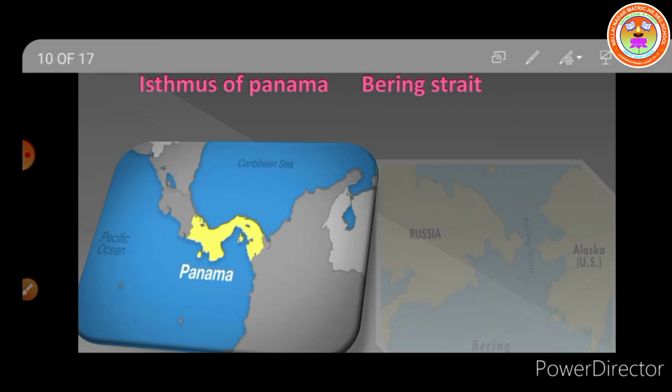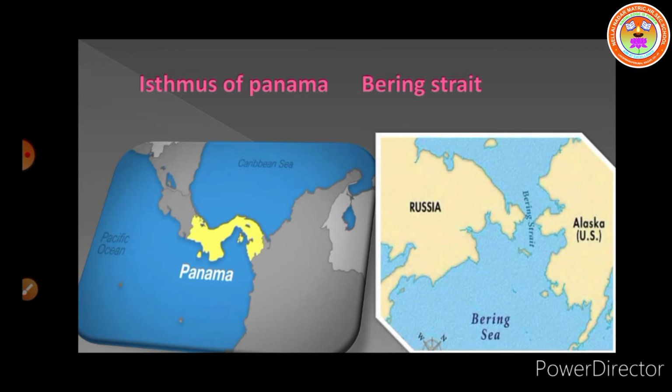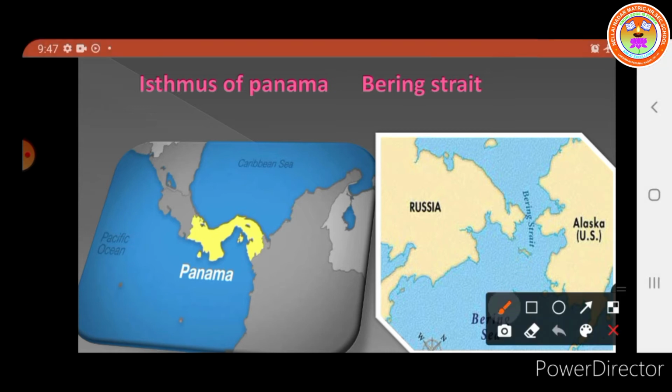Okay? Bering Strait. Strait means a narrow stretch of water joining two large water bodies. The Bering Strait separates North America from Asia. Here, this is the Isthmus of Panama joining North America and South America. Here, the Bering Strait separates North America and Asia. Okay?